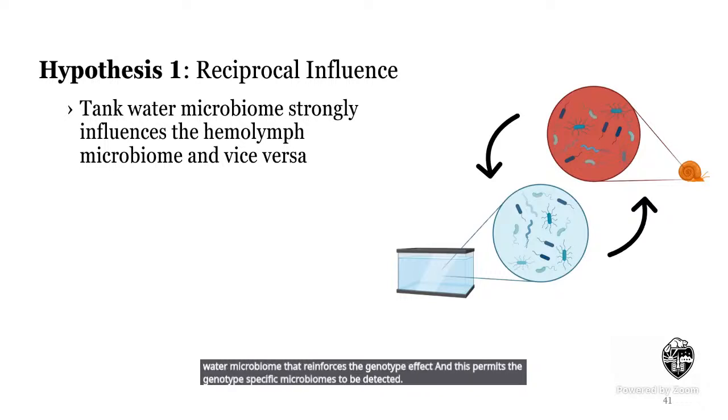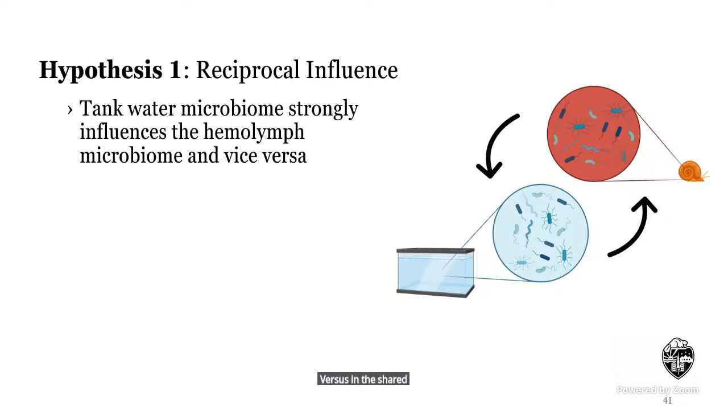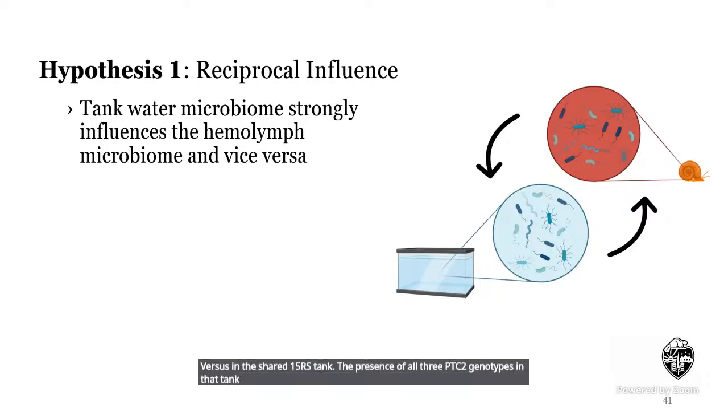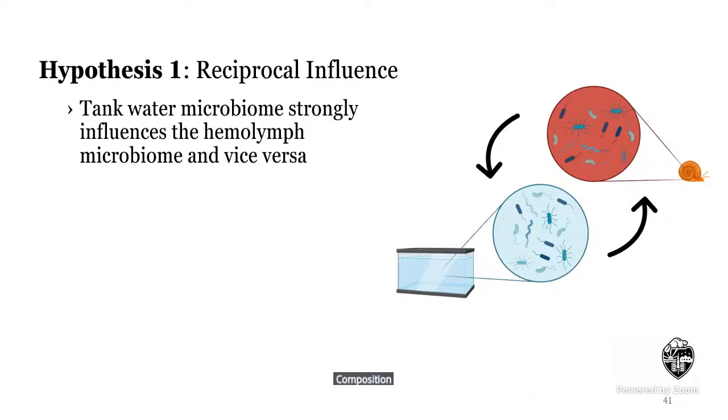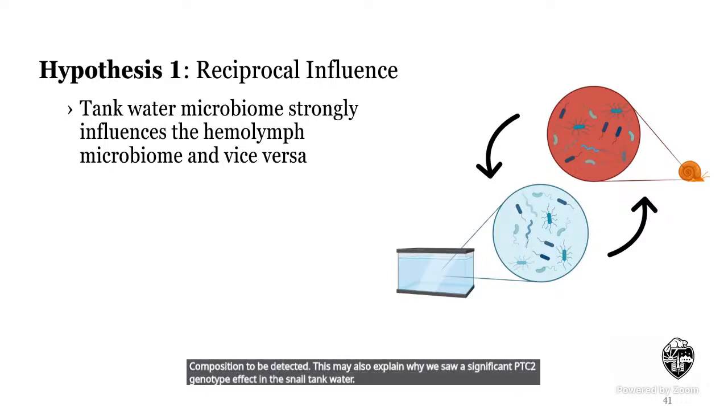Versus in the shared 15RS tank, the presence of all three PTC2 genotypes in that tank may have resulted in a more homogenized microbiome composition that prevented the genotype-specific composition from being detected. This may also explain why we saw a significant PTC2 genotype effect in the snail tank water PCA.